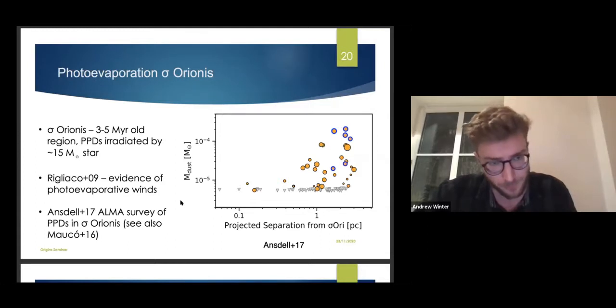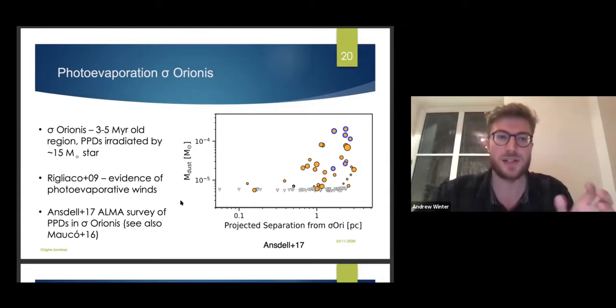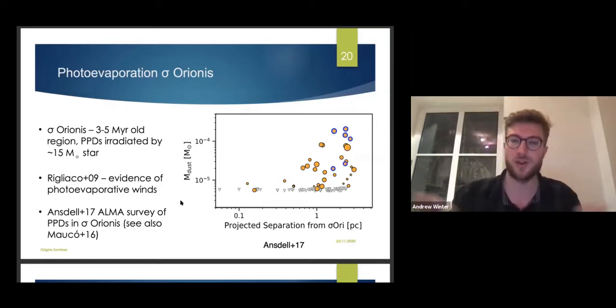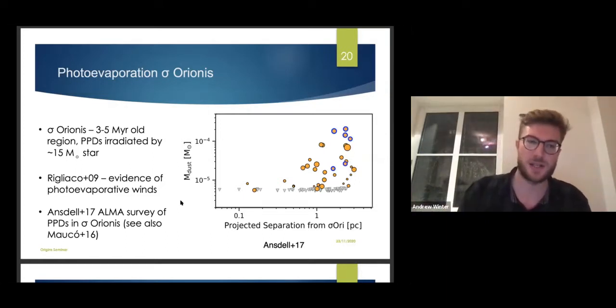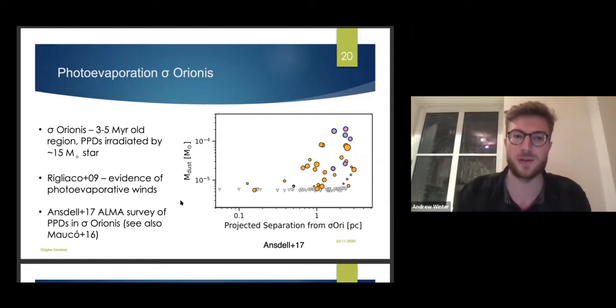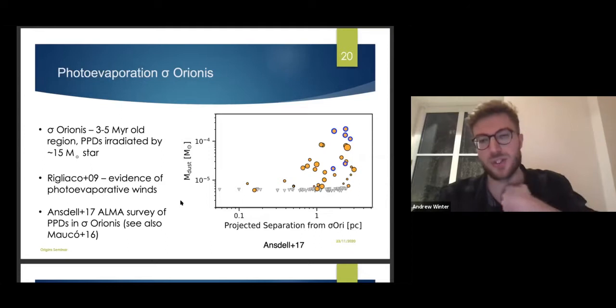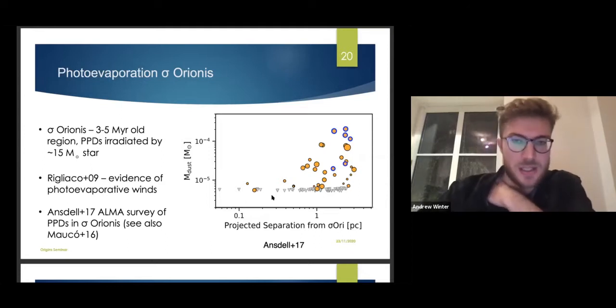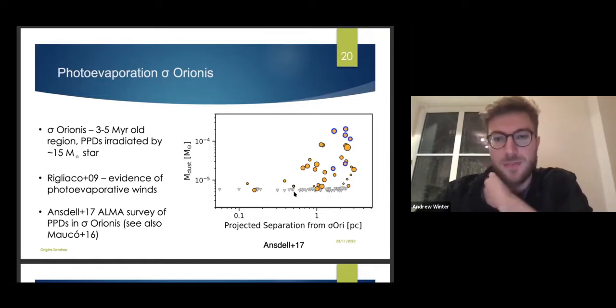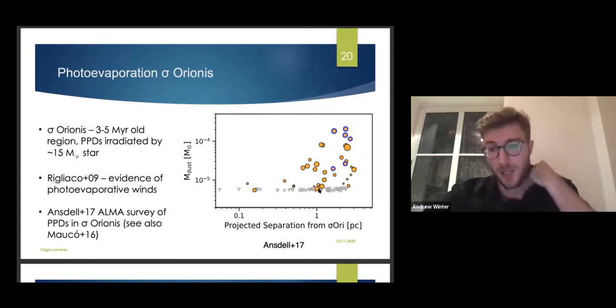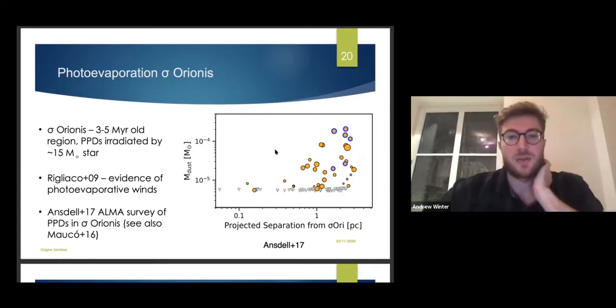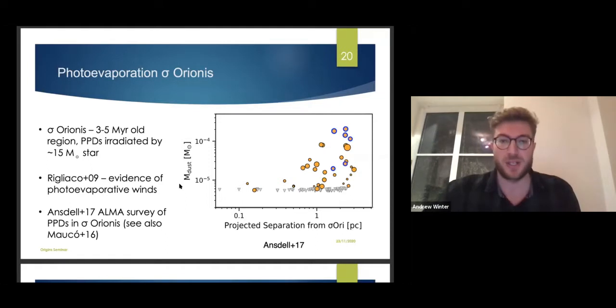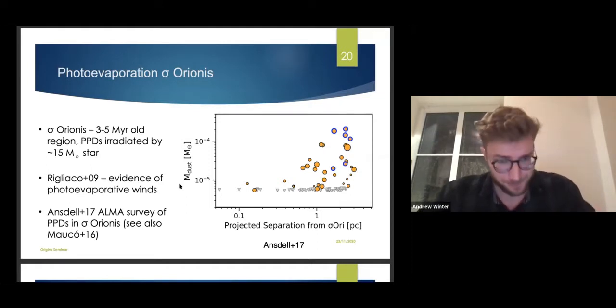In 2009, Rigliacco et al. found evidence of photoevaporative winds being driven. And Ansdell et al. in 2017 did an ALMA survey of the protoplanetary disks and found a similar trend as we just saw, in that the dust masses of disks were depleted within about 0.3, 0.4 parsecs from the host, from Sigma Ori. So again we see depletion in Sigma Orionis.